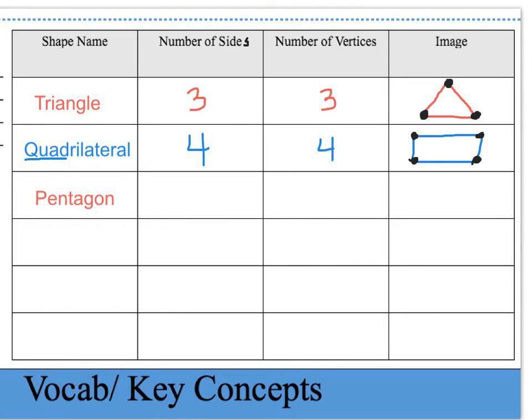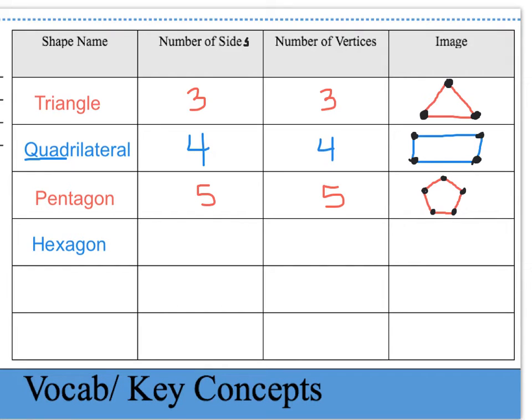The next shape we have is called a pentagon. A pentagon has 5 sides. It also has 5 vertices. So let's go ahead and draw a pentagon. Here's one side, 2 sides, 3, 4, 5. And then I went and labeled the different vertices on this pentagon. Notice there are 5 dots. That's where all the lines of the shape meet.